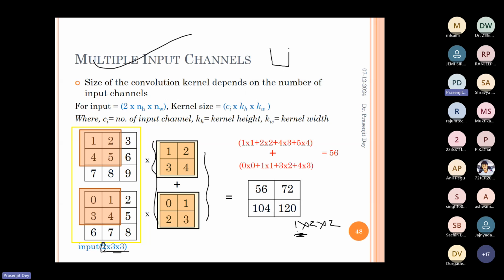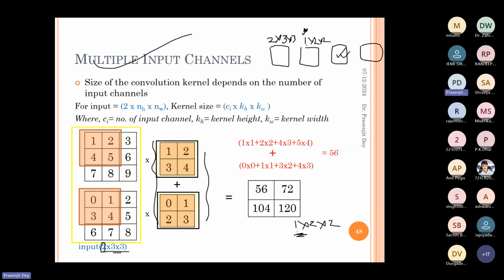Now, suppose this is your input image. This is your first convolution layer. This may be a second convolution layer. This may be a third convolution layer. In the first convolution layer, the input was 2 cross 3 cross 3. Next time it is 1 cross 2 cross 2. So this next layer is not receiving multiple input channels. It is receiving a single input channel.